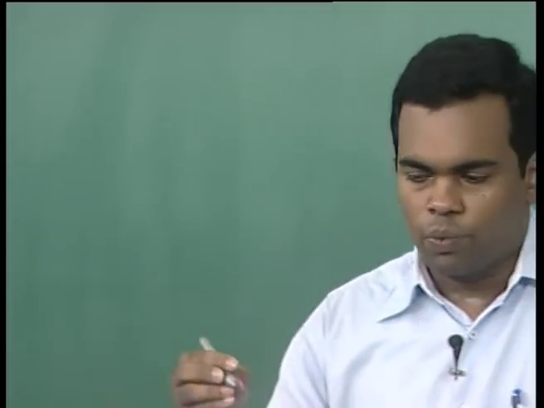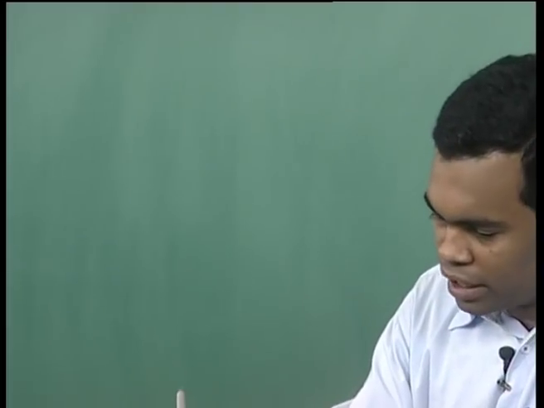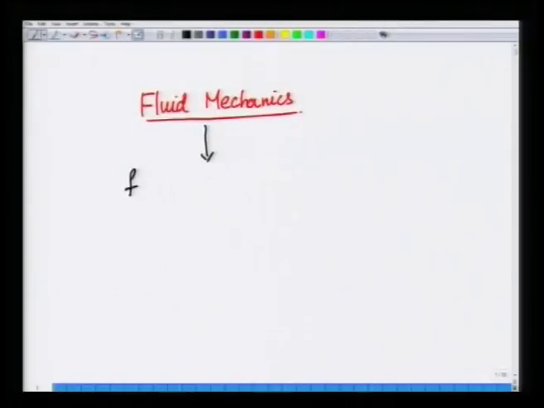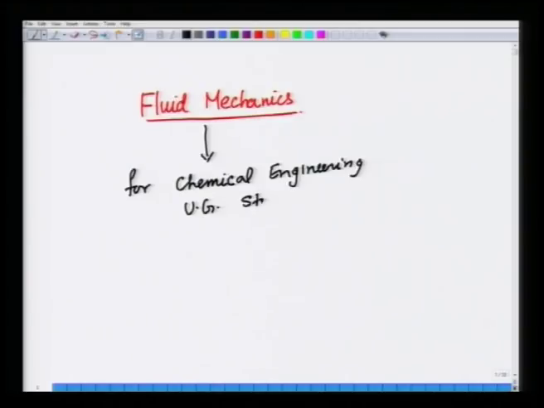Let me first tell you what this course is about and who this course is intended for, that is, what is the target audience for this course. Well, this is a course on fluid mechanics for chemical engineering undergraduate students. Usually this course is taken at the second year level, either at the third or fourth semester.